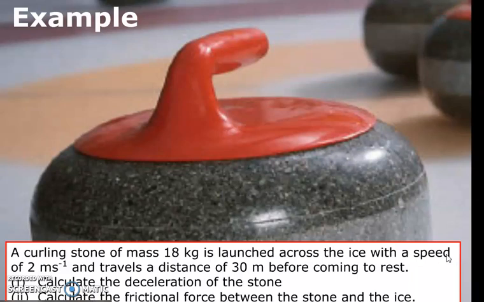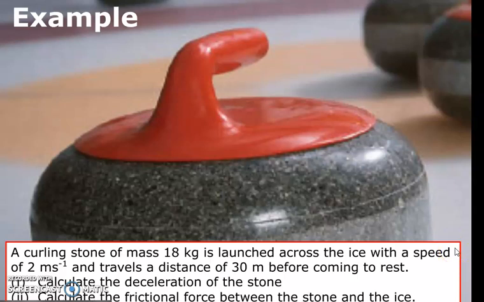A curling stone of mass 18, so we're given the mass, is launched across the ice. Again, ice, notice I talked about ice before as having very little friction. Launched across the ice with a speed of 2 and travels a distance of 30. Calculate the deceleration first. Now, I actually think this is the other way around, because they haven't told me any forces. They've told me a mass, but they haven't told me the force. So I can't yet find or use the F equals ma equation, but I can use SUVAT.